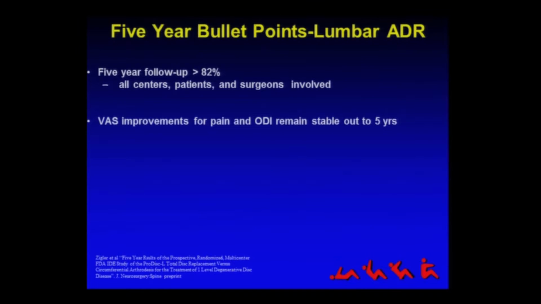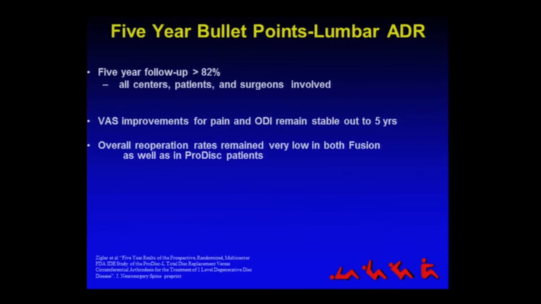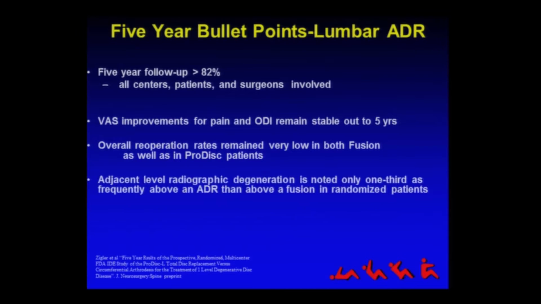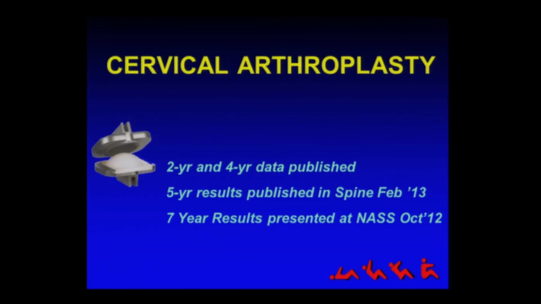All the patients and centers were involved, and the VAS improvements and the ODI improvements remained stable for 5 years. Reoperation rates remained low because we had our arms around both cohorts of patients. We even were able to look at adjacent level degenerative changes and saw that the arthroplasty group had less changes. And again, I'll expand on this in our later talks. Patient satisfaction remained very high in this group of patients.